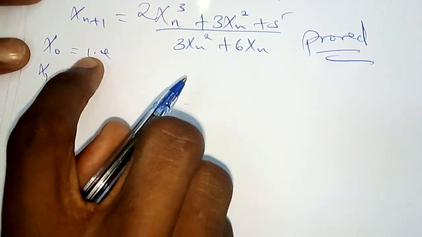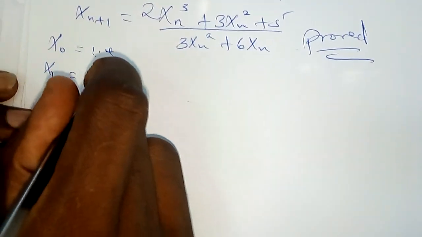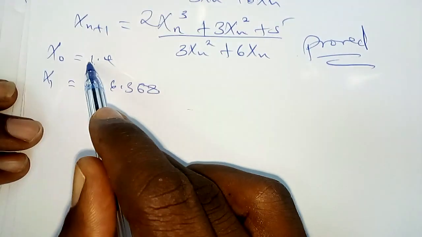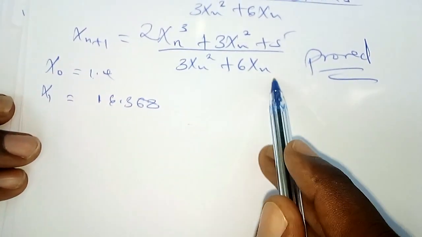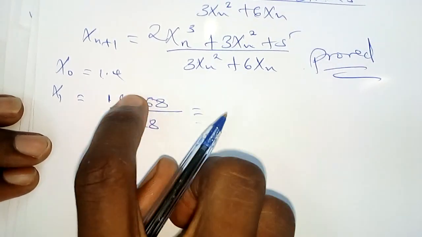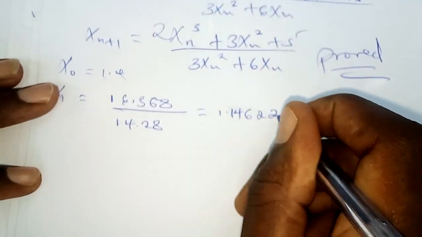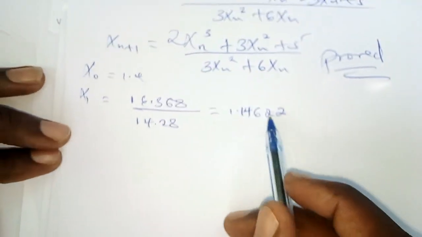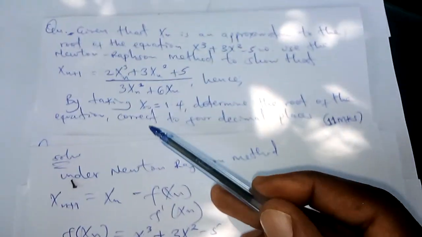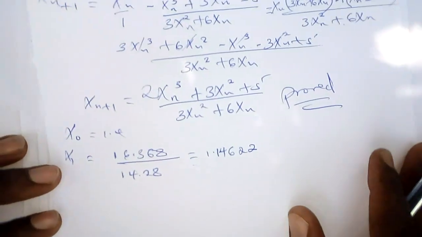So when you substitute 1.4 within the numerator, it will be 16.368, and again when you substitute 1.4 in place of xn in the denominator, it will be 14.28. When you divide, it will be 1.14622. Again, I'm using 5 decimal places for accuracy because the question demands correct to 4 decimal places, so I'm using 5 decimal places for accuracy purposes.